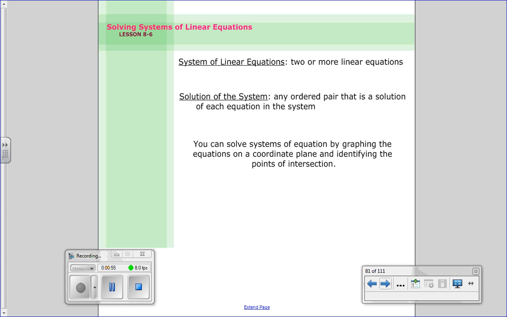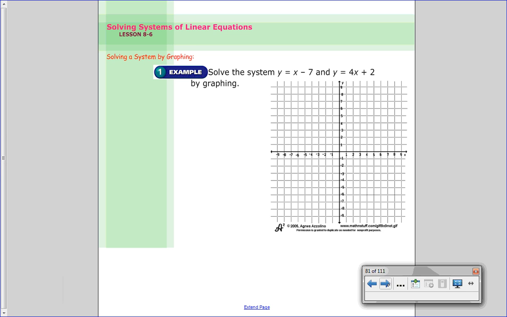Now, how do you solve these? Well, you graph the equations on a coordinate plane and then see where they intersect, because any point they have in common is considered to be a solution. So we're going to go ahead and get started right away with this. And here's what we have. Solve the system y equals x minus 7 and y equals 4x plus 2.